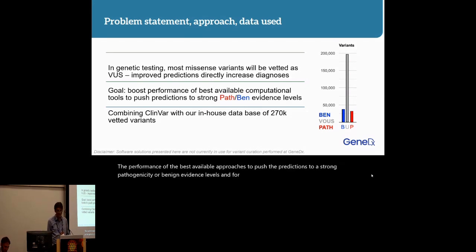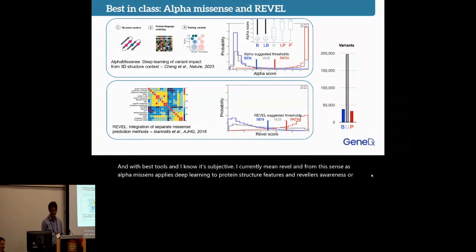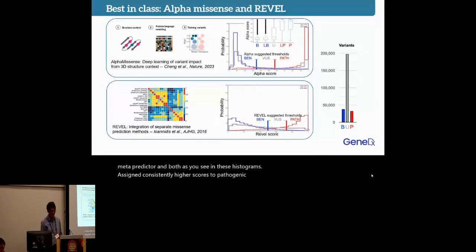For this, we use a combination of ClinVar and our own in-house data. With best tools, and I know it's subjective, I currently mean REVEL and AlphaMissense. As you know, AlphaMissense applies deep learning to protein structure features, and REVEL is a well-known meta-predictor. Both, as you see in these histograms, assign consistently higher scores to pathogenic variants than to benign variants. In the following, when I say pathogenic, I also include likely pathogenic. When I say benign, I also include likely benign.